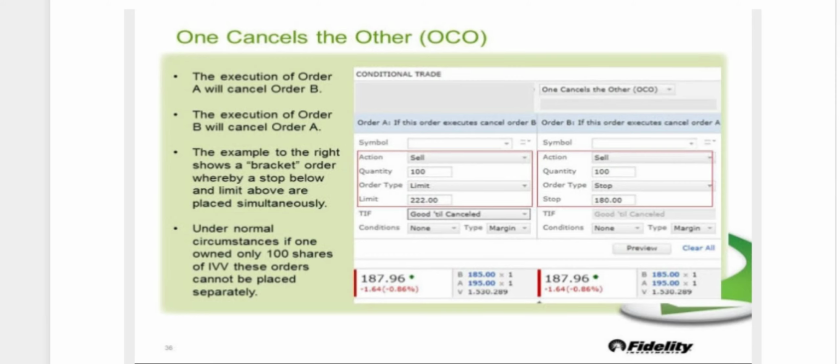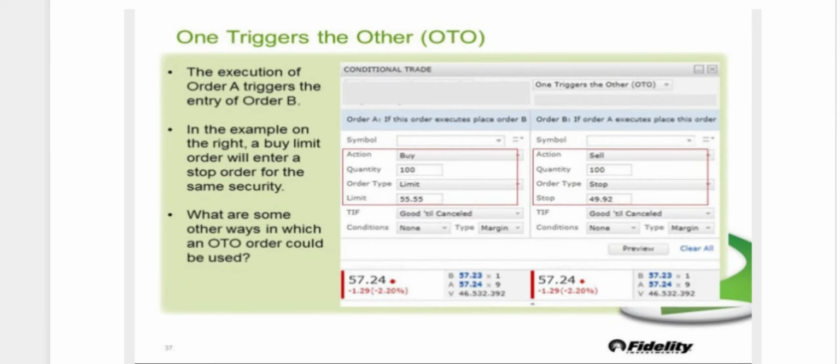Another order type is the one triggers the other. A common use of this would be, say you're trying to buy a security, and then immediately after you enter it, you'd like to have a stop placed on it. So in this example, you have a buy limit order, and if that executes, it would immediately place a stop at your designated criteria.